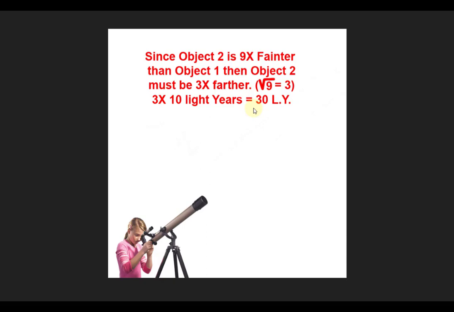And this is basically your math. So we say, since object number 2 is 9 times fainter than object number 1, then object number 2 must be 3 times farther, because the square root of 9 is equal to 3. And because the first object was 10 light years away, and the second object is 3 times farther, then it's 30 light years away.